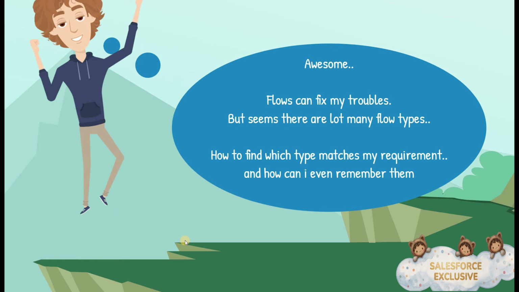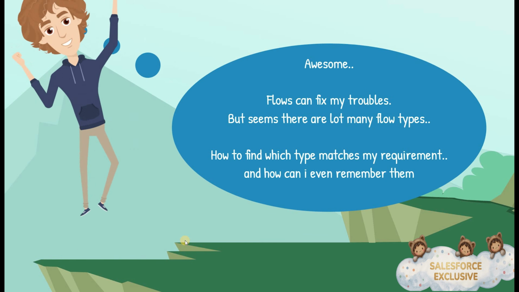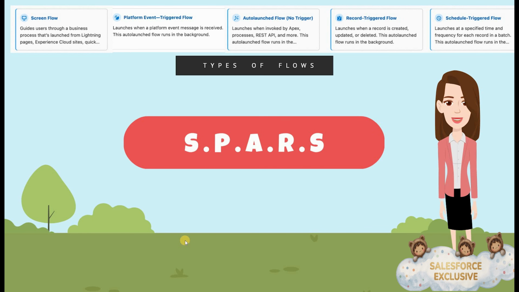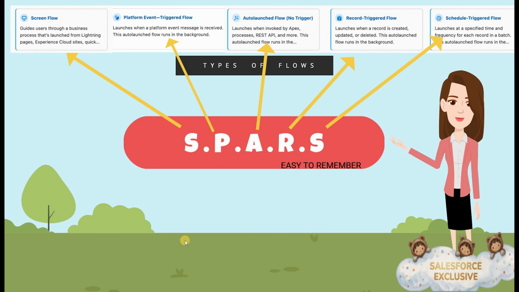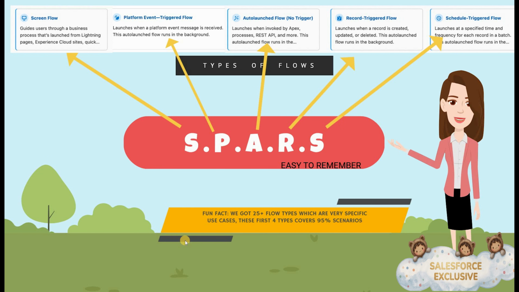Awesome! Flows can fix my troubles, but it seems there are many flow types. How can I find which type matches my requirement? And how can I even remember them? So there are a lot of types of flows, like you mentioned: screen flow, platform event flow, auto-launched flow, record trigger flow, schedule flow. These are the primary flow types.